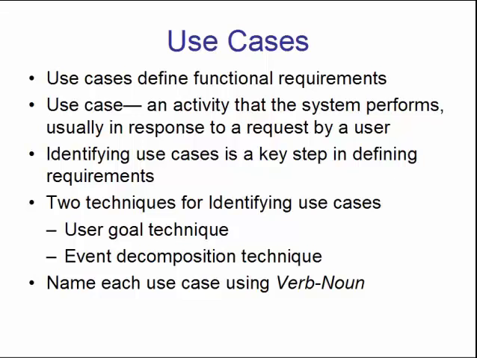It's a first step because later on we'll need to define use cases in more detail. And there are two techniques that are used for identifying use cases. One technique is called the user goal technique, and the other technique is called the event decomposition technique. We'll learn about both of these techniques in the text. Once you've identified a use case, it's important to name the use case using verb-noun.